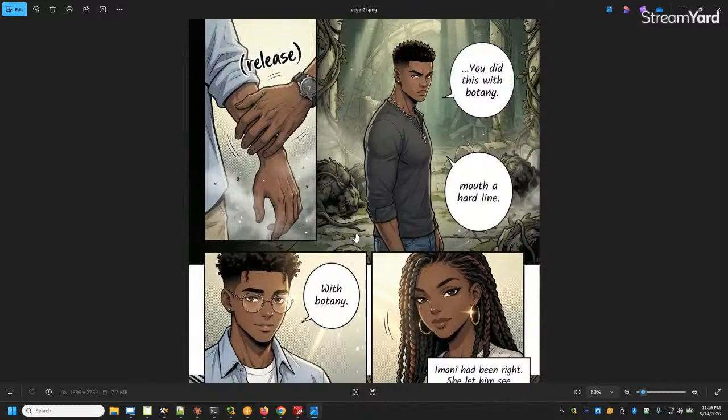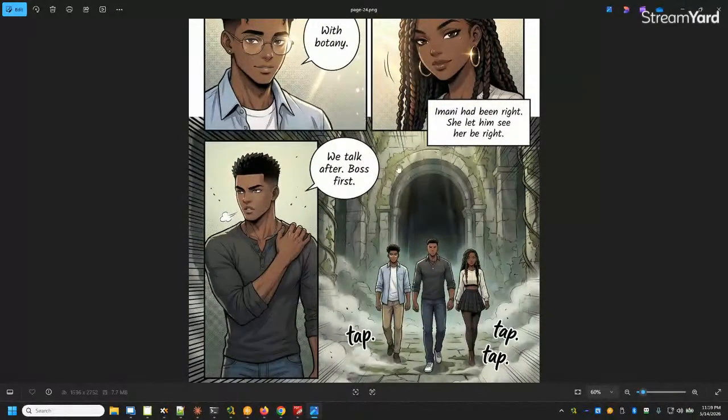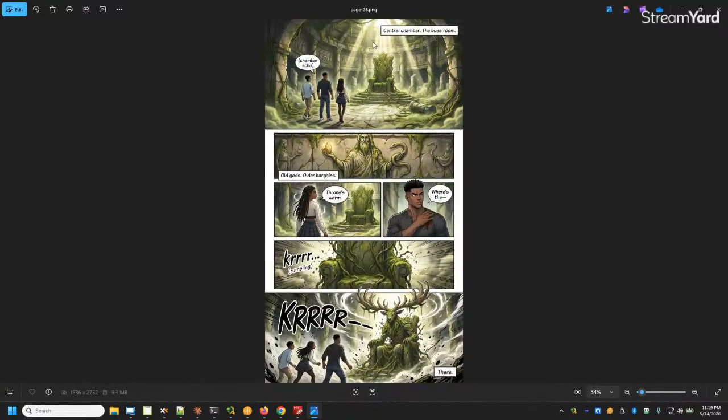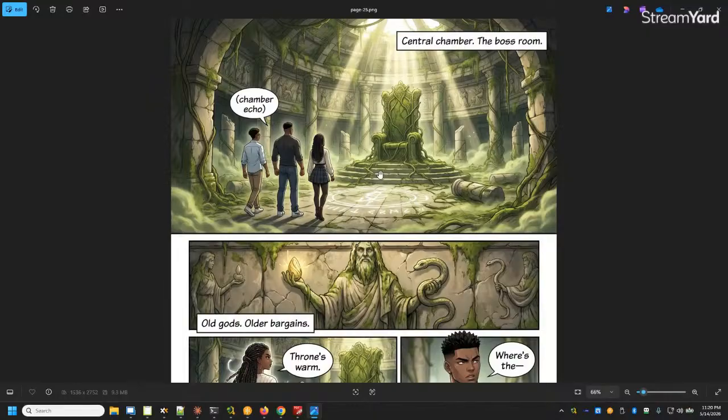You did this with botany, mouth a hard line. I don't know what that means. With botany, yes, Imani had been right. She let him see her be right. Okay. We talk after, boss first. All right, as he grabs his other shoulder, and now his injury is on the opposite side. That's okay. Central chamber, the boss room.